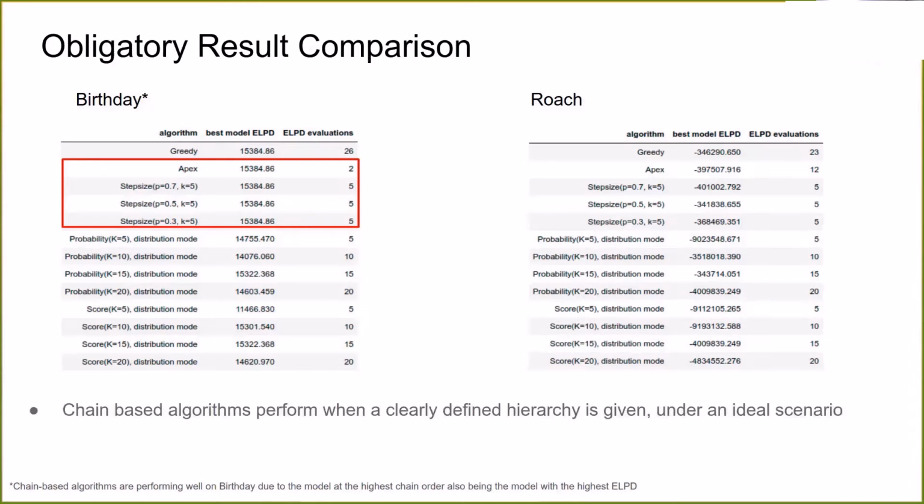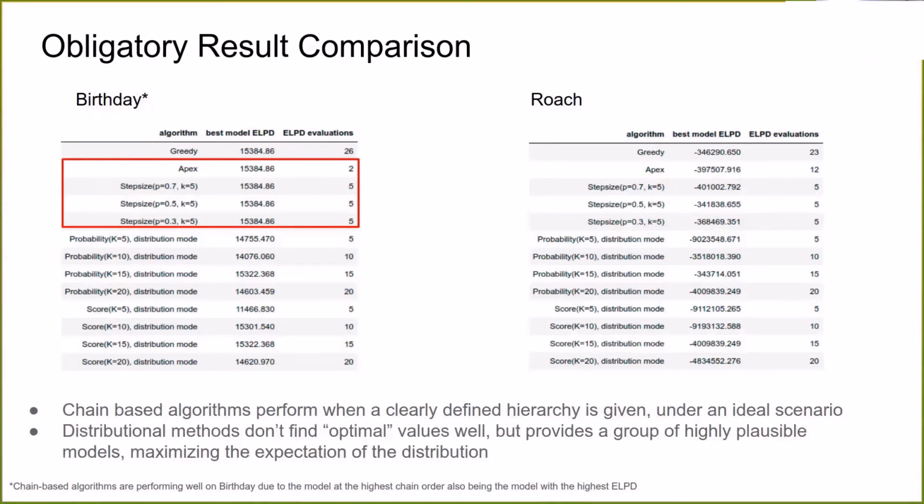So a really interesting observation is that, like I said before, chain-based algorithms perform well if a clearly defined hierarchy is possible, and that's given under an ideal model scenario. But the distributional methods can't really find the optimal values in any of the examples. These are the optimal values of distributional models; we just took the mode of the distribution. So that might be related to why it can't find the optimal values.